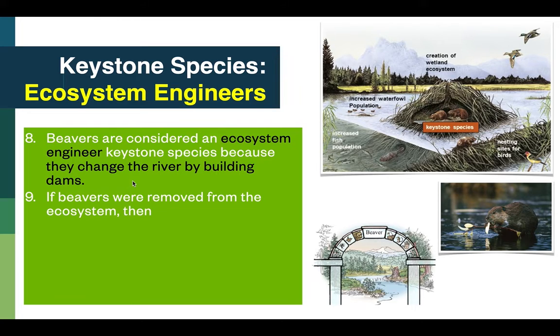So beavers are considered an ecosystem engineer because they are the ones changing the river by damming it. You should write down for number 8 that beavers are the ecosystem engineer kind because they are basically engineering the habitat. They're changing the river by building the dams.